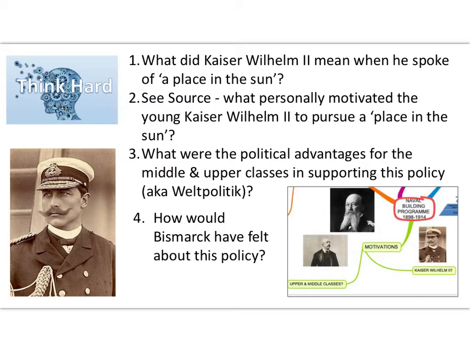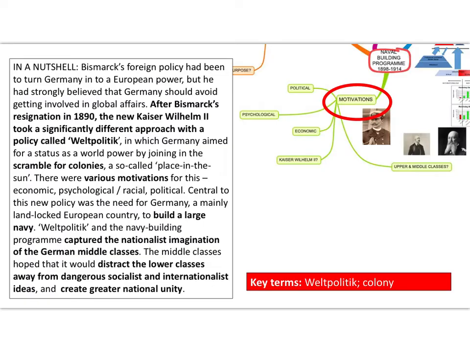What did Kaiser Wilhelm II mean when he spoke of a place in the sun? And what personally motivated the young Kaiser Wilhelm II to pursue a place in the sun? And what were the political advantages for the middle and upper classes in supporting this policy, which was also called Weltpolitik or world policy? And how would Bismarck have felt about this policy? And of course, there's a very famous speech by the Kaiser where this phrase place in the sun, world policy, comes from. So what was all this about?